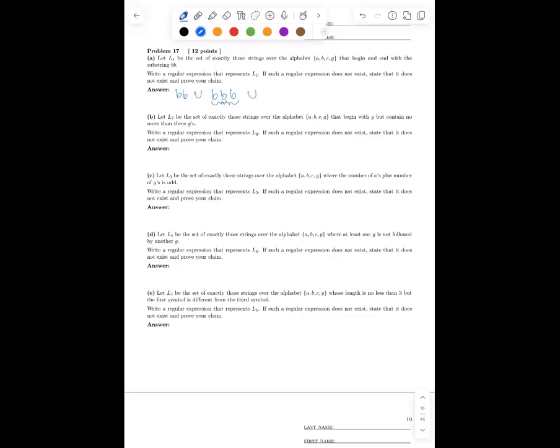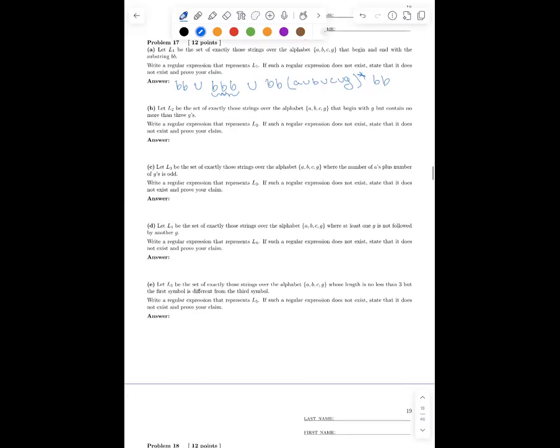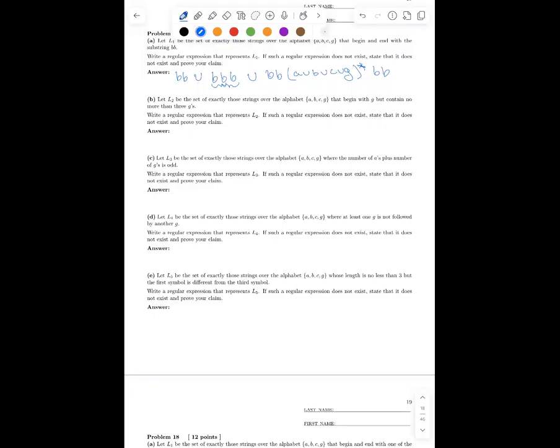Or I can have B and B, and between I can use A or B or C or G or nothing, but I have to end with B and B. This is my answer for A. Now let L2 be the set of exactly those strings over the alphabet A, B, C, and G that begins with G but contains no more than 3 Gs.